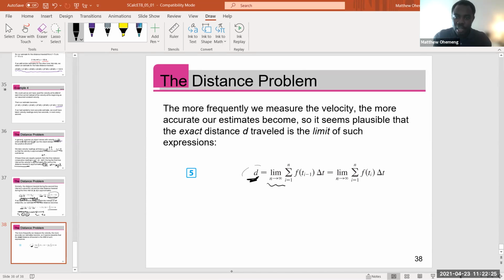So that's the limit as n approaches infinity of this, either the left endpoints or the right endpoints. They'll give you the same results, right? So that's how we compute the total distance, the true total distance, right? So the exact distance, right? True total distance.